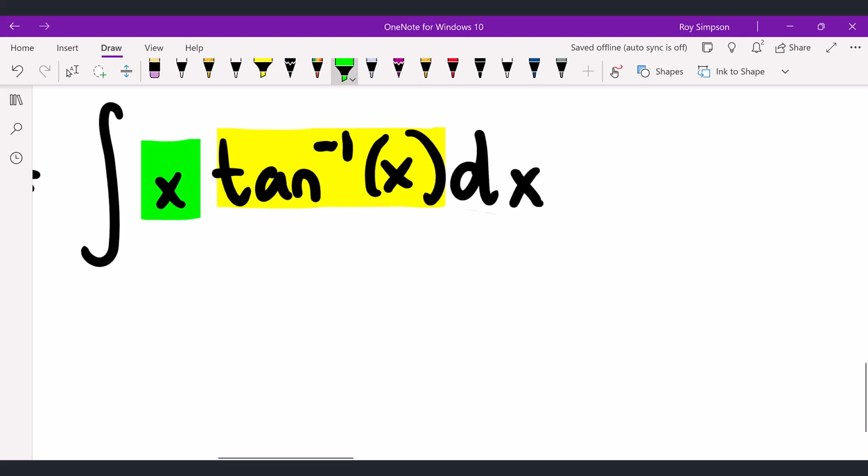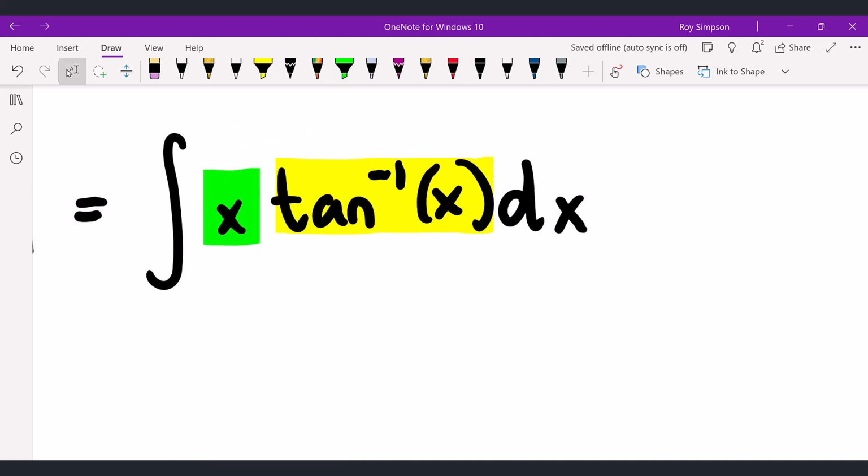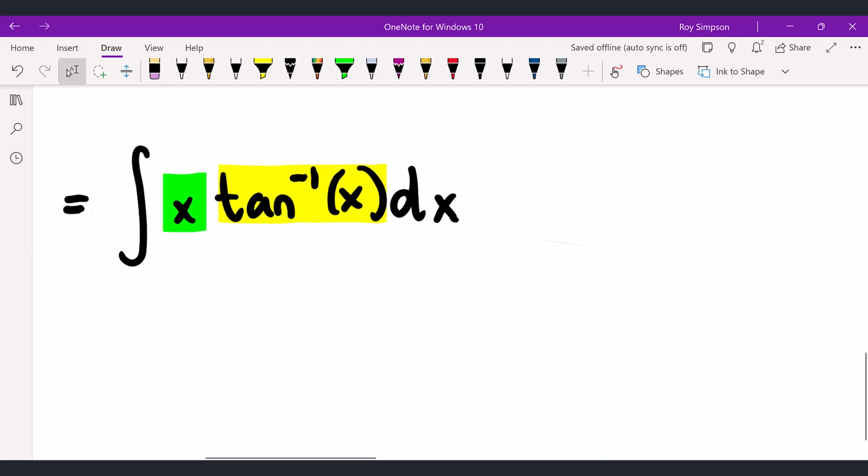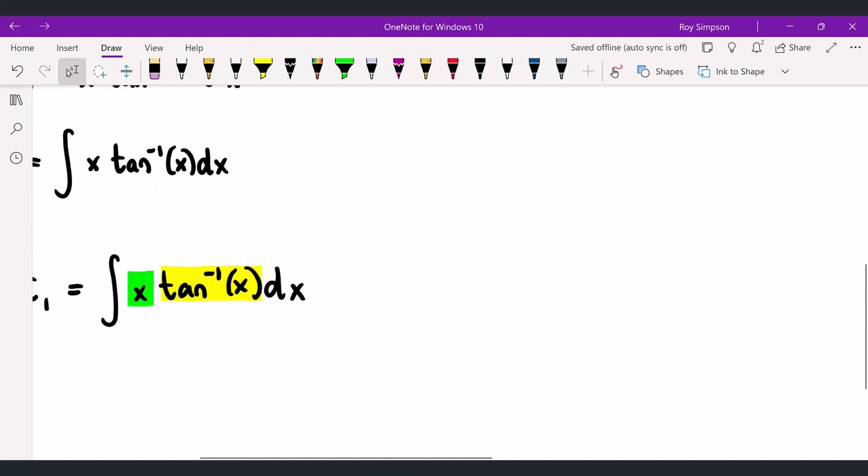In this case, if you look at those two functional factors, if you will, you technically don't know how to integrate the tangent inverse offhand. I mean, you might, but generally speaking, most people don't. On the other hand, you do know how to integrate x. So in my opinion, I would let x be what you integrate. In other words, we'll let x equal dv here, and we'll let the tangent inverse of x be the function we differentiate. Let's go ahead and do that work off to the side.